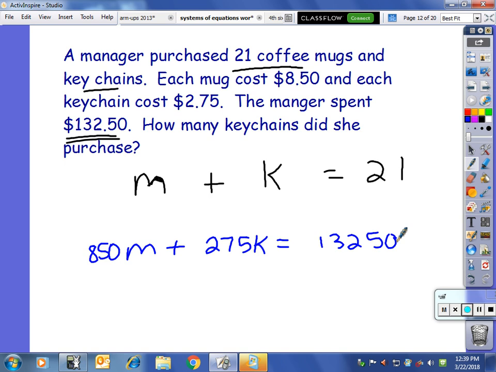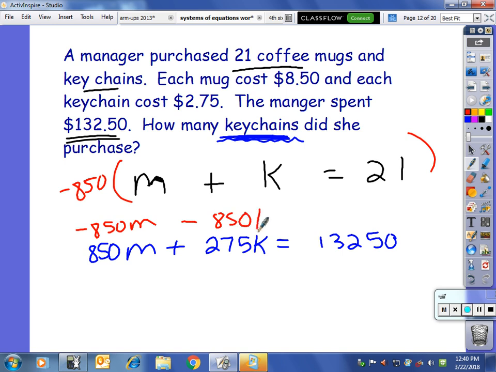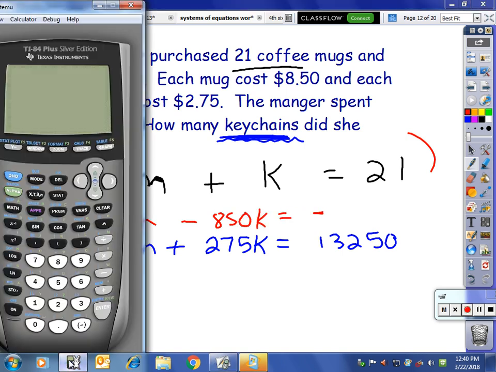Okay, here's another trick you got to look out for. This one is asking for keychains, and it's a heartbreaker when kids give the mug answer. They get the answer right, but they don't finish it. So on problems like this, I really like the addition method. I look for what they're asking me for, and I make the other thing cancel. So I chose to multiply by negative 850, so the mugs would cancel out. So that's going to give me negative 850M minus 850K equals negative whatever 850 times 21 is. I got negative 17,850.